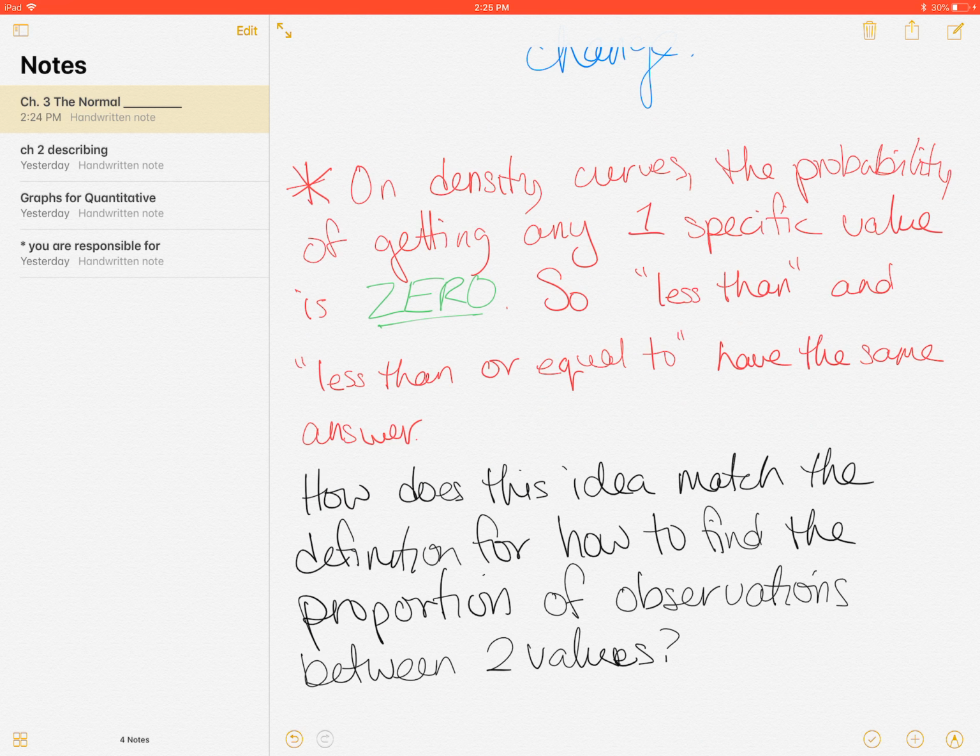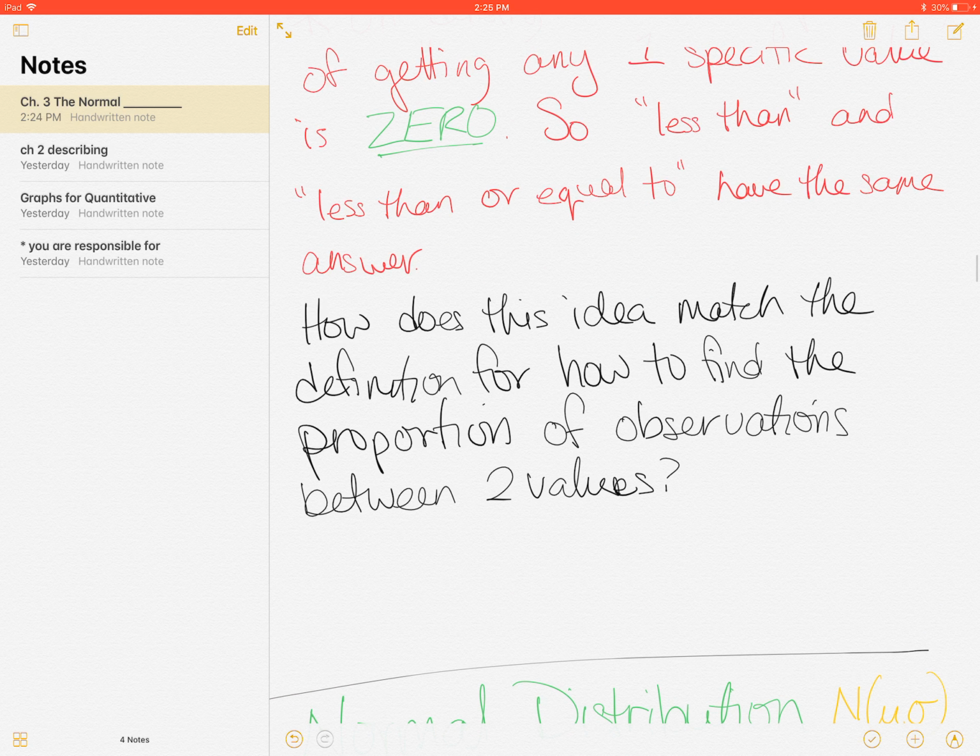So let's think about how that works. How does that idea match the definition for how to find the proportion of observations between values? Now, couldn't we say that x less than or equal to 2 really could be broken down to x is less than 2 plus x is equal to 2, right? Okay.